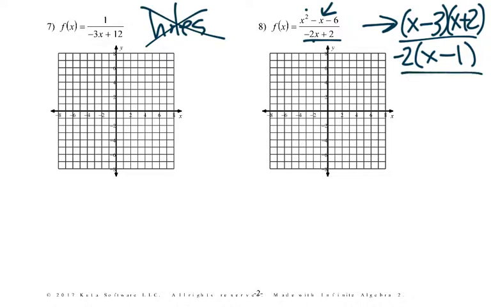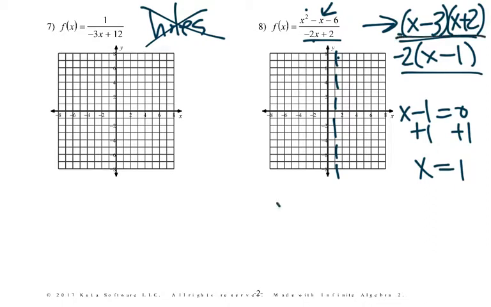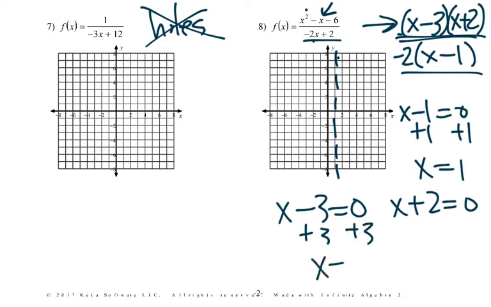Okay, for our vertical asymptote, we take the bottom, x minus 1, set it equal to 0. Add 1 to both sides, we get x equals 1. So there's my vertical asymptote. Then the top, there's 2 of them, so we split them up and set them equal to 0, so we have 2 x-intercepts, which is alright to have. Can't have 2 y-intercepts, but we can have 2 x-intercepts. So x equals 3 and -2. So those are our x-intercepts, at -2 and at 3.